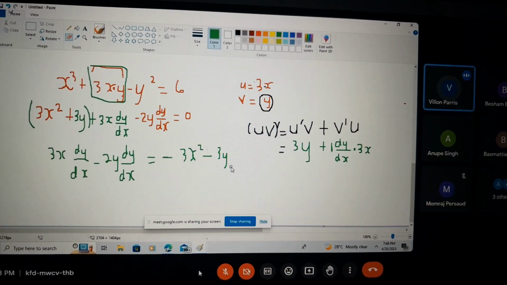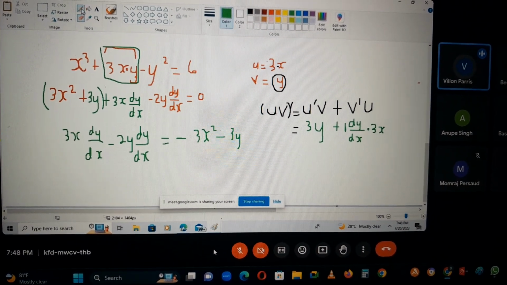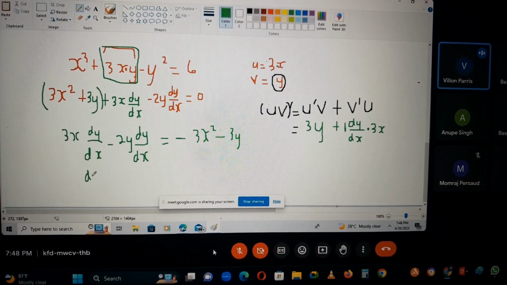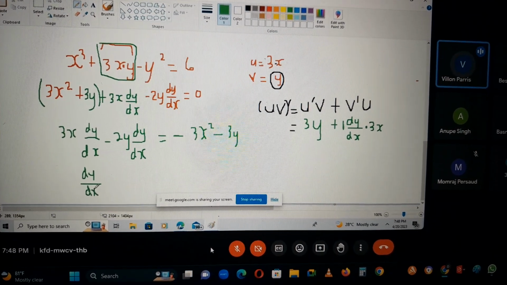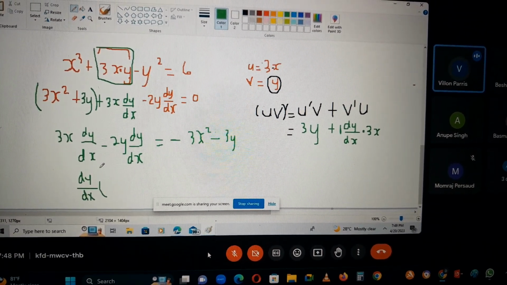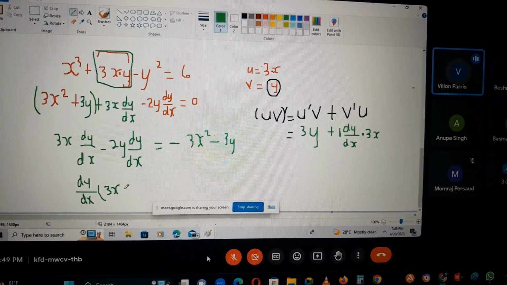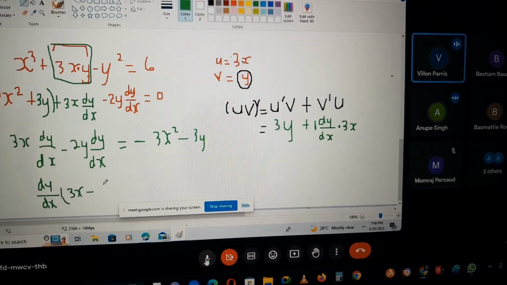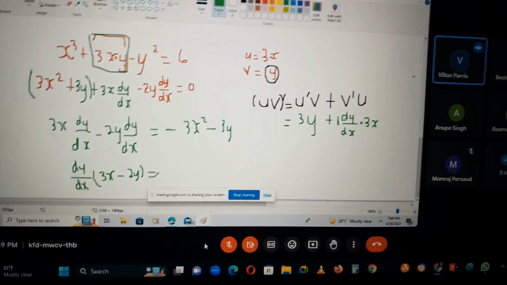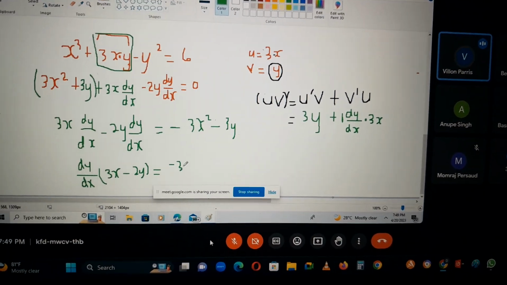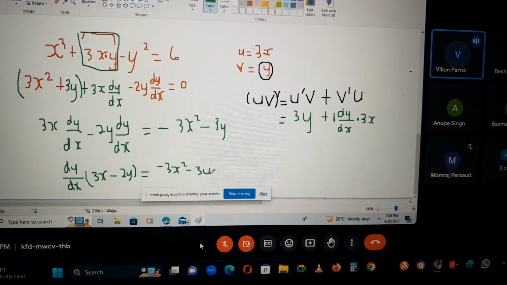Now, remember, the objective is to get dy/dx by itself. So what I'm going to do now is factor out dy/dx, because it's in both terms here. When I take out dy/dx here, I'm left with 3x. When I take it out here, what am I left with? Negative 2y. Wonderful. And all of that is equal to negative 3x squared minus 3y. So we just have one step left.